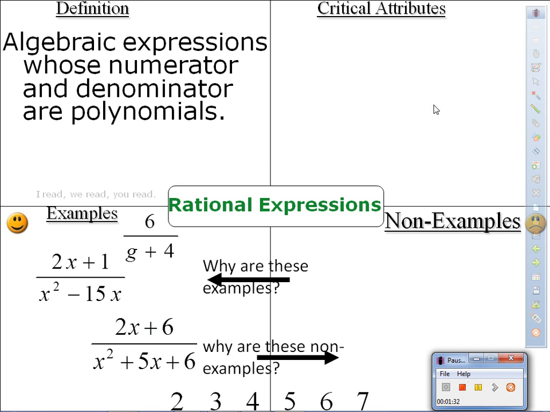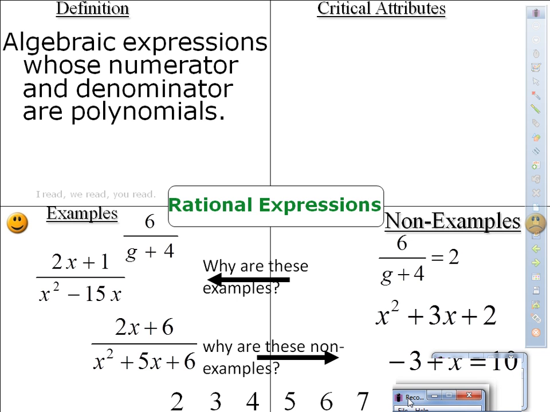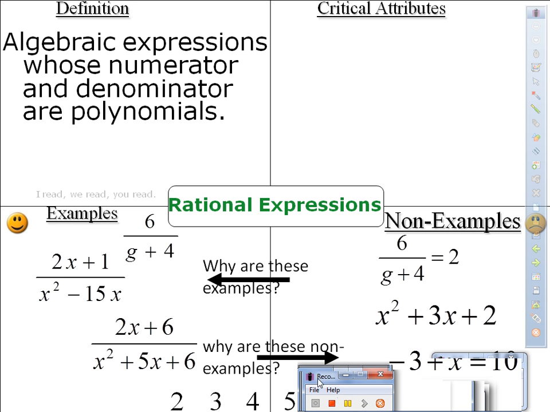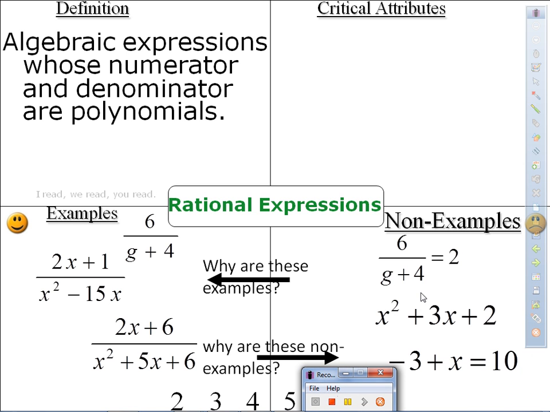Let me show you some non-examples. 6 over g plus 4 equal to 2, x squared plus 3x plus 2, and negative 3 plus x equals 10. Okay, so think about it. Why are these non-examples? We already went over the definition and these examples. Discuss it with your neighbors, please.